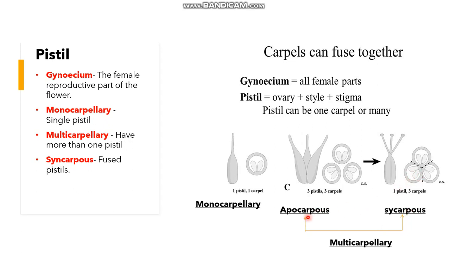Now, the multiple carpels may be free, like in this particular case where there are three carpels and all their parts are separate, they are not fused. Each one has a separate ovary, and inside the ovary there is only one chamber, which indicates that it is a single carpel. So if the carpels are free, then that condition is known as apocarpous. So in a flower, if there is one pistil, it is monocarpellary; more than one pistil, multicarpellary. If the carpels are free, apocarpous, and if they are fused, syncarpous.